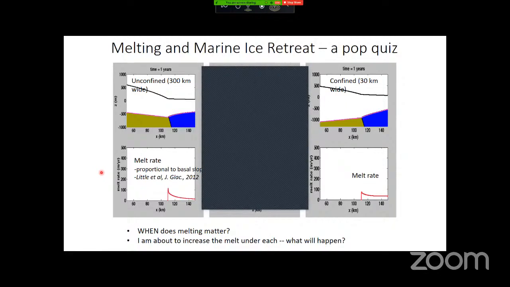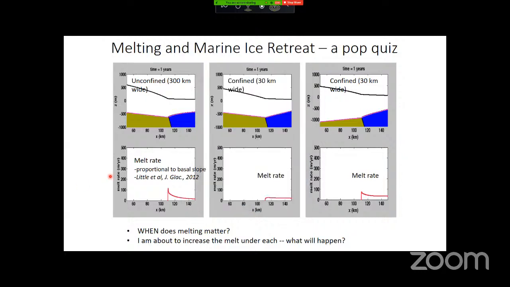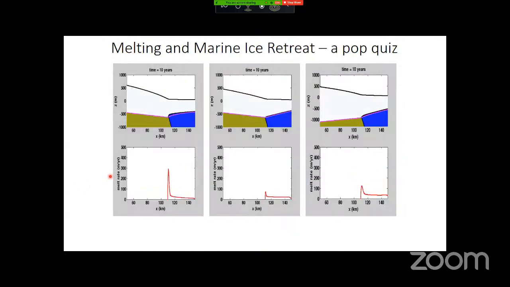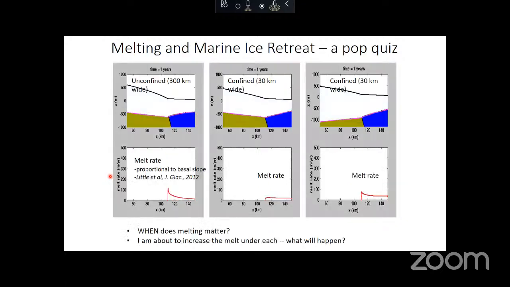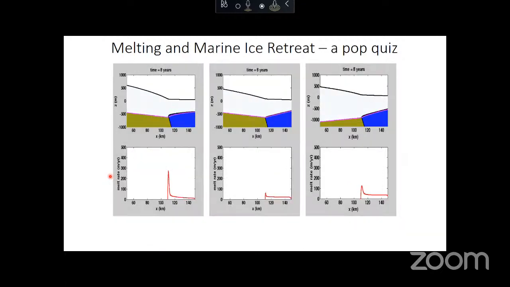So let's see what actually does happen. At time 0, melt rates increase, and the ice shelves all start to thin. In only one of the cases, the right-hand side, do we see extensive retreat of the actual grounding line. So I'm going to try to break that down a bit. I want to look at the center case first.